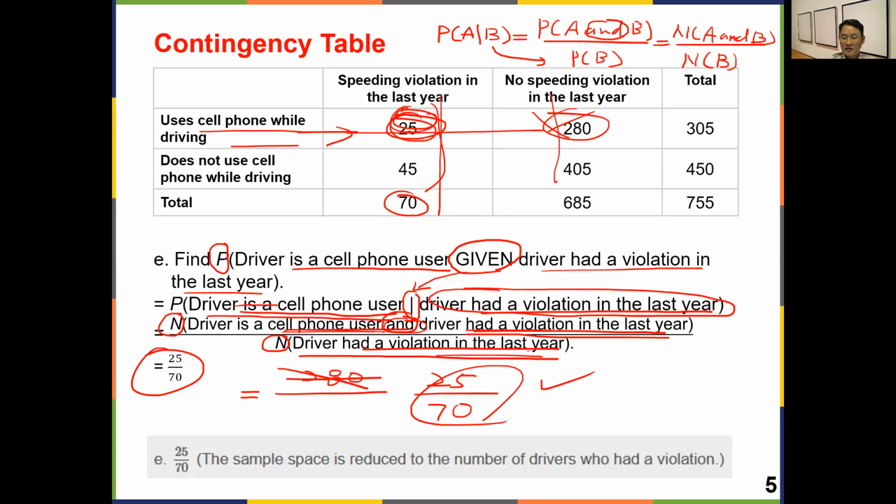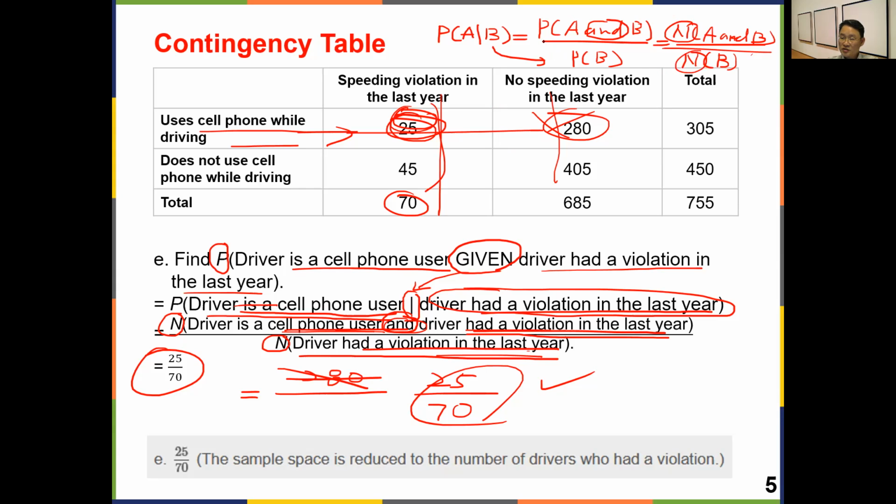So 75 is the one. I mean, 25 out of 75 is the one that we are after. So this contingency table for the conditional probability question, instead of using P, we can actually use this formula as well, which is just taking the number.